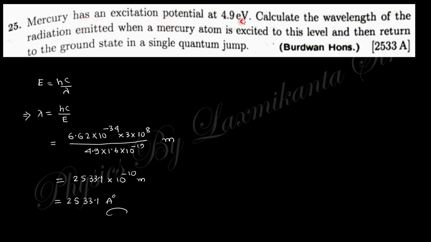Mercury has an ionization potential of 4.9 eV. Calculate the wavelength of the radiation radiated when this happens. So from the energy you can easily find the wavelength, E equals hc by lambda. So lambda is hc by E, with h, c and E known. Okay, next question.